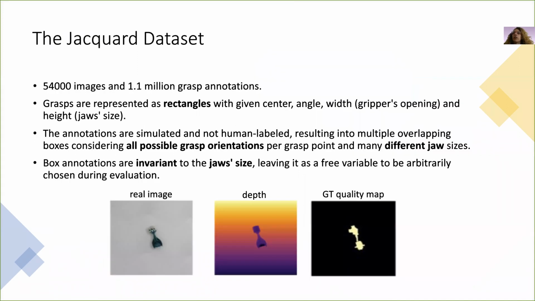The Jacquard dataset is one of the biggest grasping datasets with 54,000 images and 1.1 million annotations, which are rectangles with given center, angle, width, and height. These annotations are simulated and result in multiple overlapping boxes considering all possible grasp orientations and different jaw sizes, where the jaw size is a free variable that can be arbitrarily chosen during the evaluation.